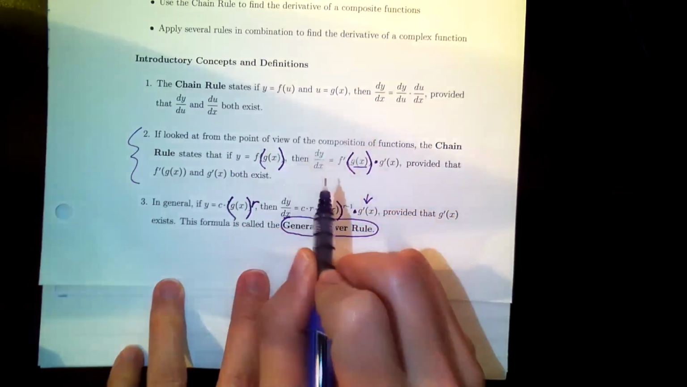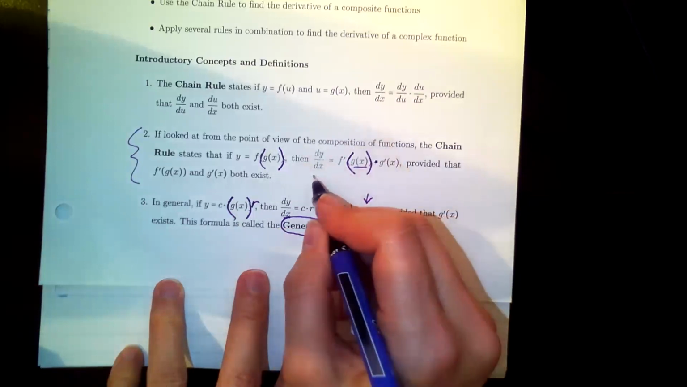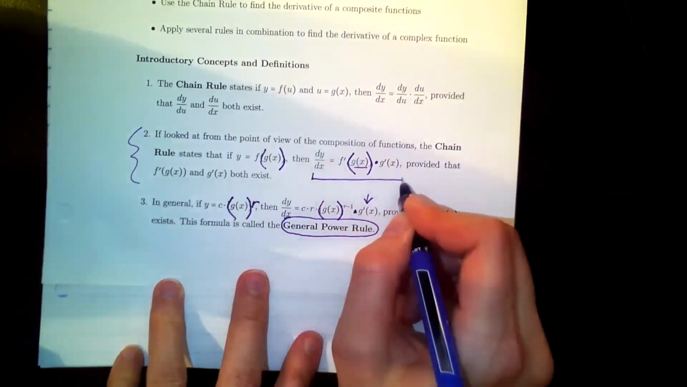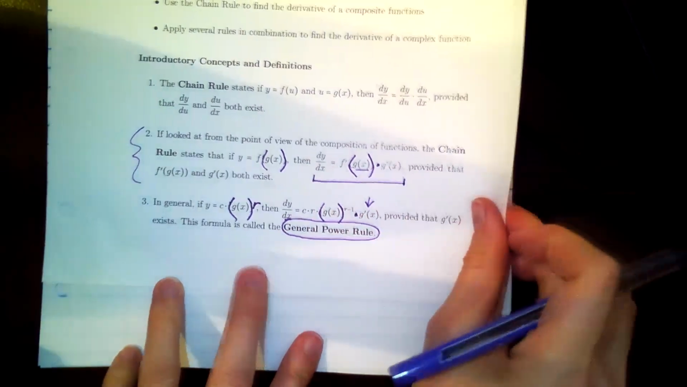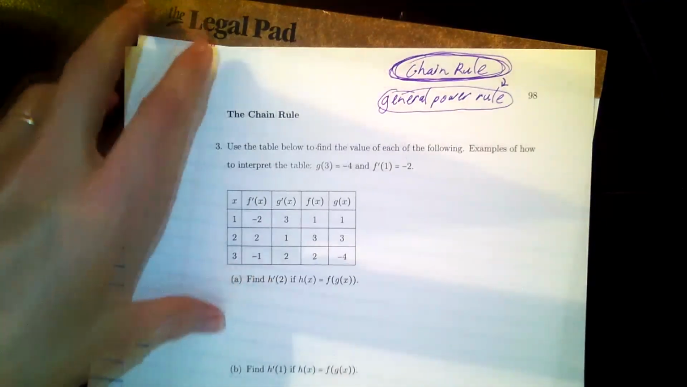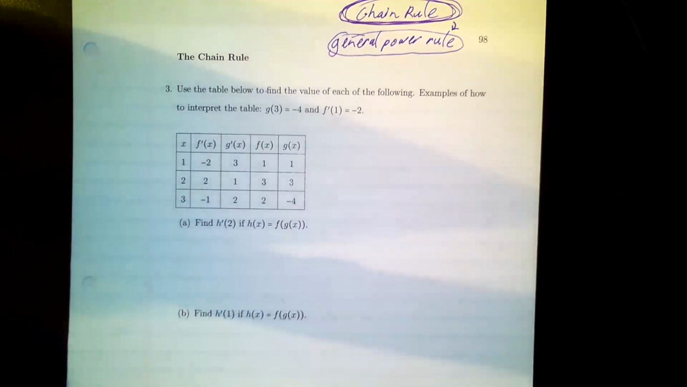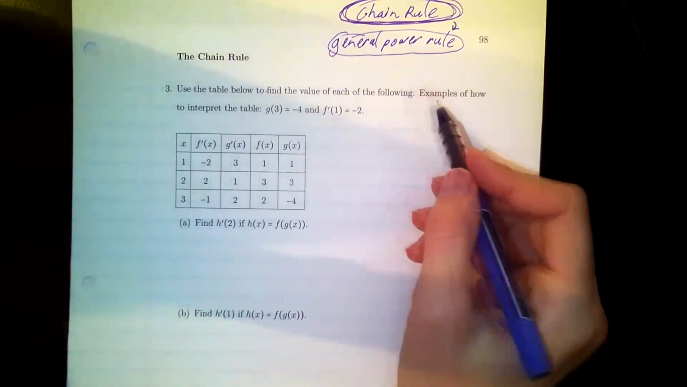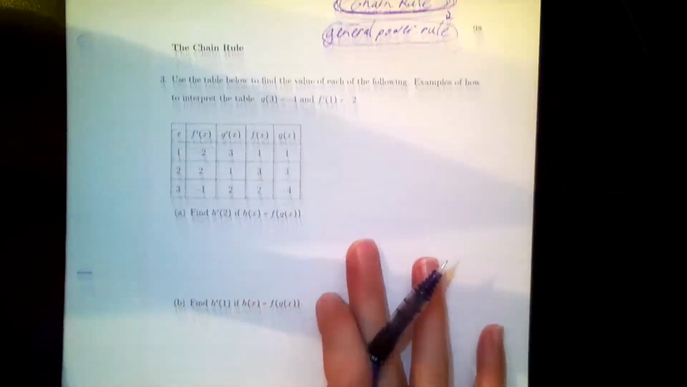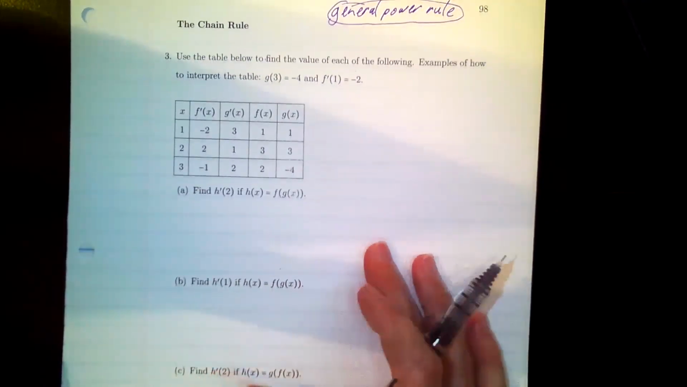So let's revisit this generic rule for doing the problem in the back. I'm going to copy this down at the top. It says, use the table below to find the value of each of the following. And then there are some examples of how to interpret the table. So let's look at what they're first asking.